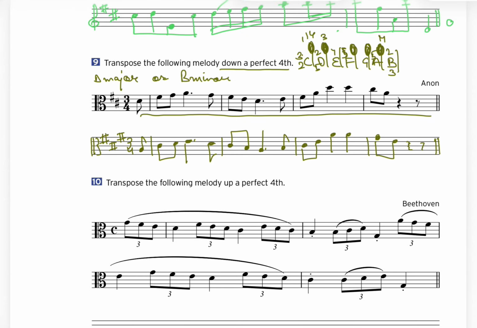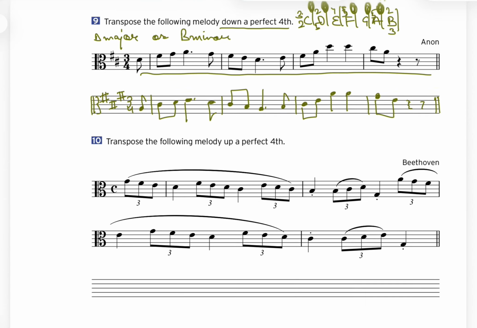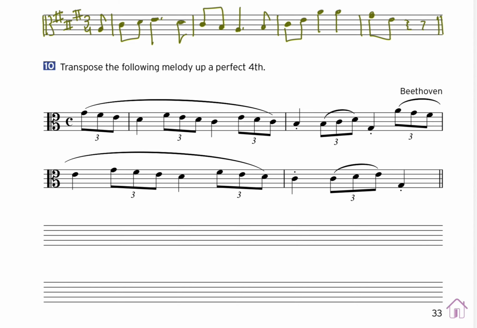Okay, let's move to the next one. So next one we have to transpose the following melody up a perfect fourth. That means now we have to move up a perfect fourth, that is 5 semitones. So let's check the time signature, it is common. The key signature is either C major or it is A minor. Okay, now just check if there are any accidentals. So we see there are no accidentals, right?